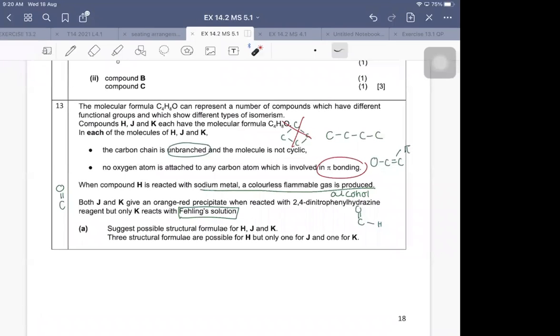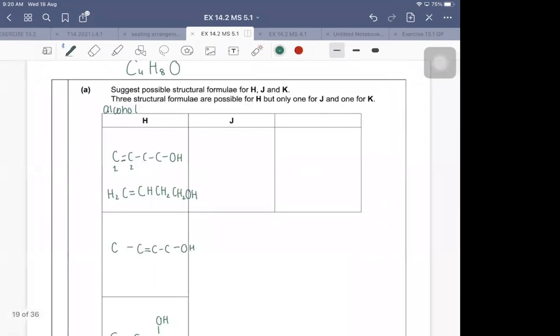We move on to K being an aldehyde, and J being a ketone. In this case, it's quite easy or straightforward because an aldehyde means you would need the C=O to be at the end. And then everything else just follows because it is a straight chain as mentioned earlier on.